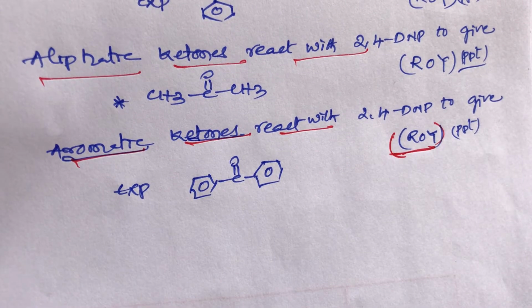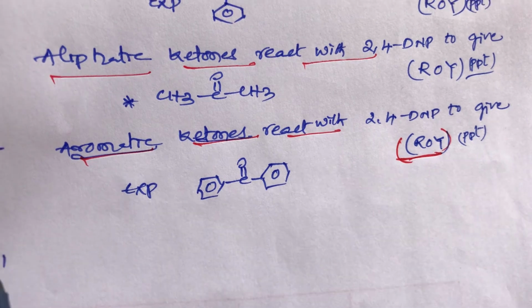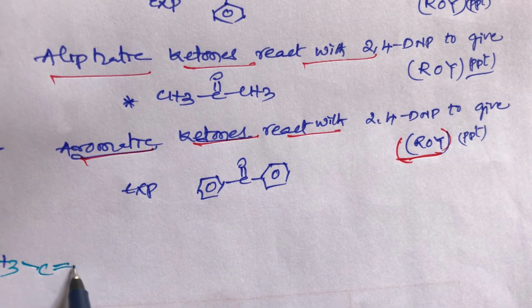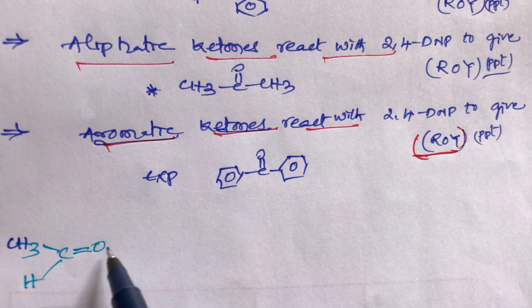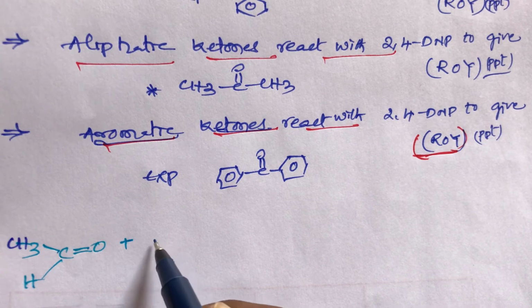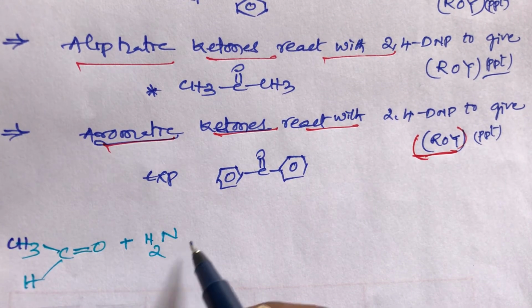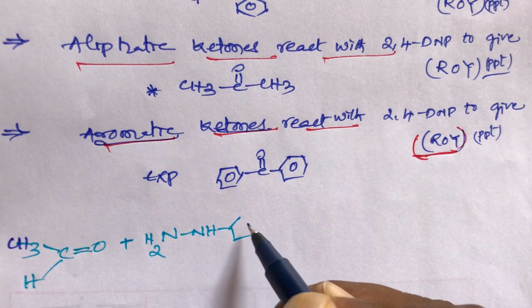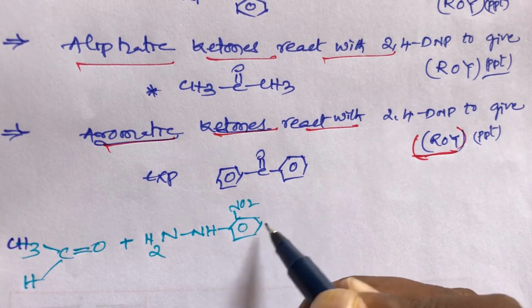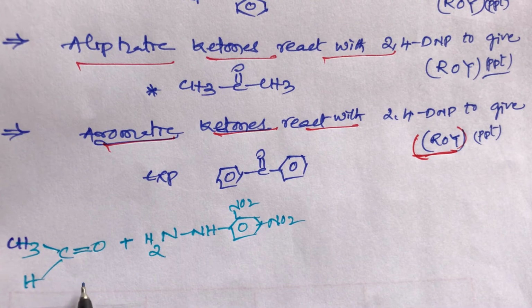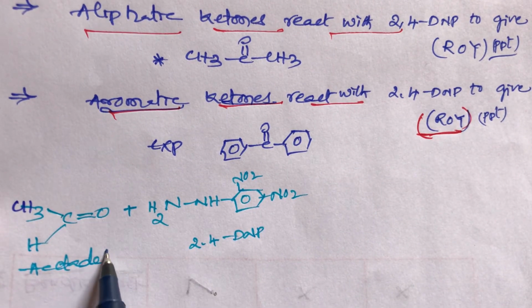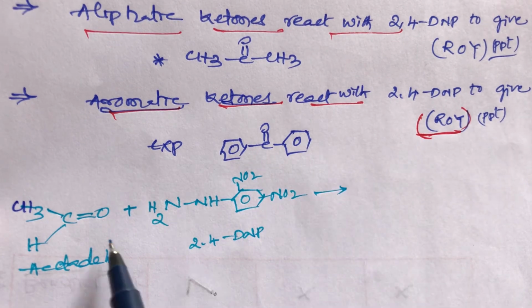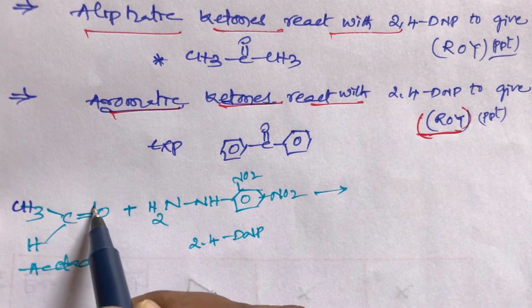When acetaldehyde, CH3CHO, reacts with phenylhydrazine, NH2-NH, like this 2,4-DNP, students. When acetaldehyde reacts with 2,4-DNP, what happens? Here the aldehyde group has one oxygen.